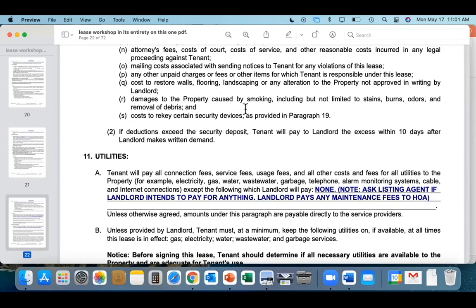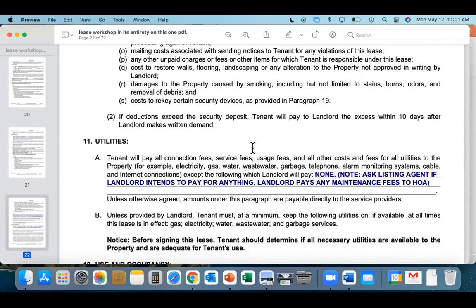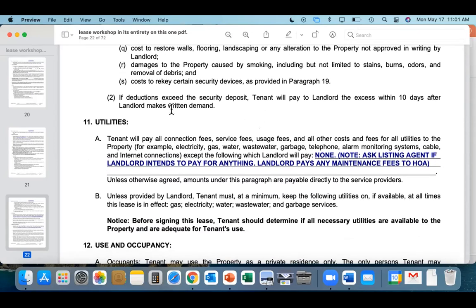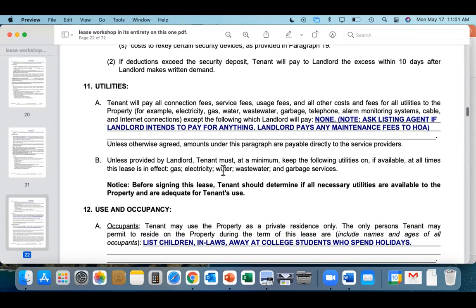Damages to the property caused by smoking, stains, burns, odors, removal of debris, costs to rekey certain security devices. If deductions exceed the security deposit, tenant will pay to landlord the excess within 10 days after the landlord makes a written demand. How that will be enforceable is through an attorney, unfortunately.